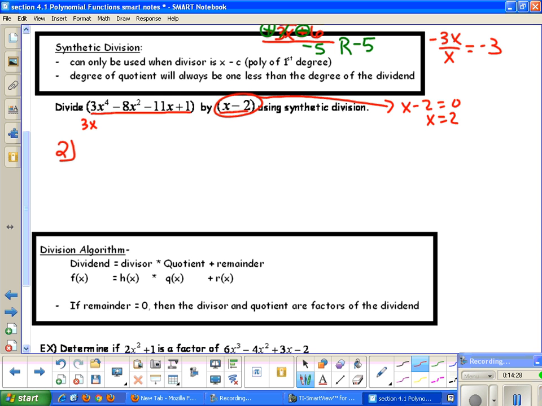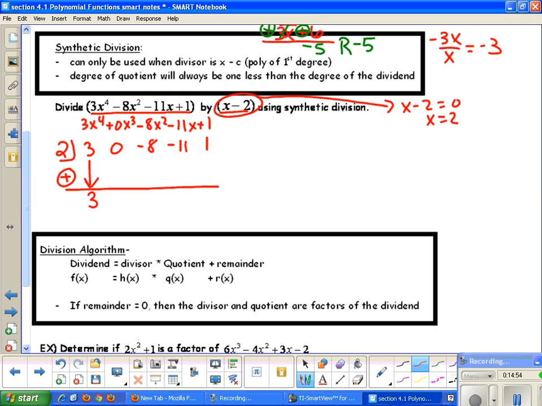So I'm going to rewrite it. So we have 3x to the 4th plus 0x cubed, because we need a 0 placeholder, minus 8x squared minus 11x plus 1. So down here goes the 3, 0, negative 8, negative 11, and the 1, if you remember from Algebra 2. Then the difference between this and long division is that instead of subtracting, we're adding, and you always bring down the first term, which is, in this case, 3.